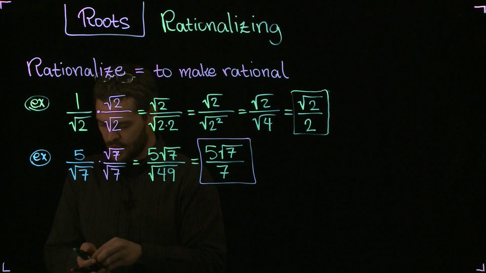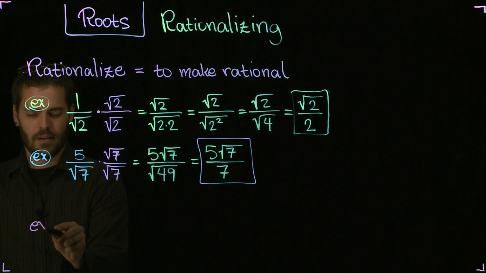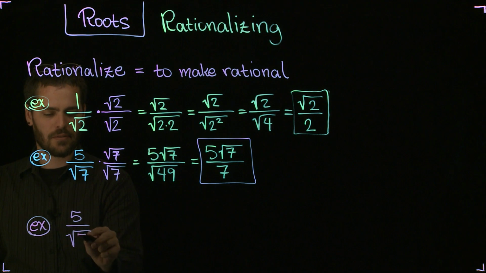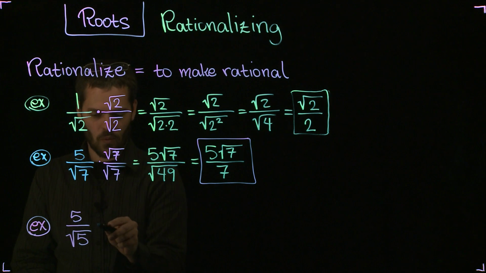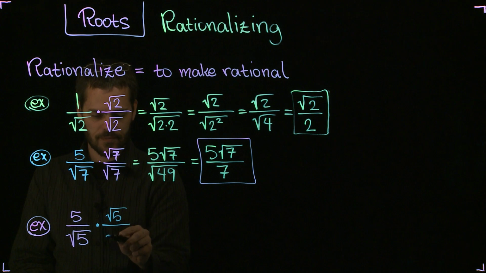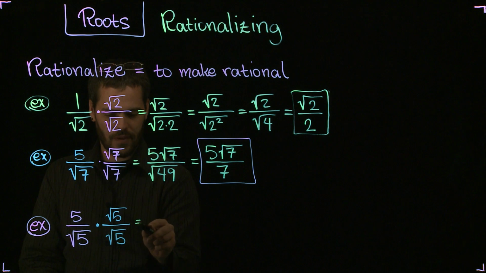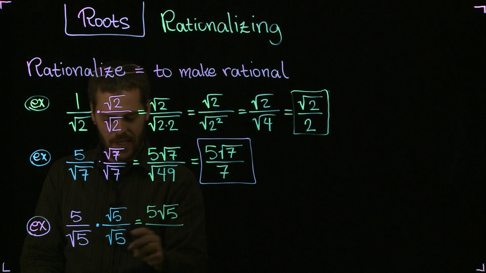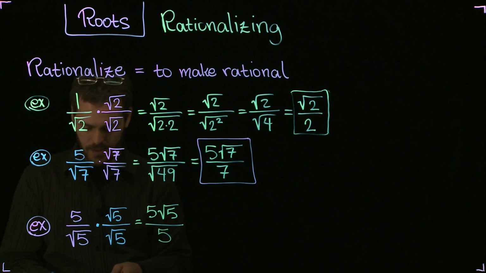Okay, let me put out another example. What happens if we had, I'll start with pink this time, 5 divided by the square root of 5? Well, then we're going to start by multiplying by 1, and that 1 is a special one. It's root 5 over root 5. 5 times root 5 is simply 5 root 5. And on the bottom, root 5 times root 5 is 5.